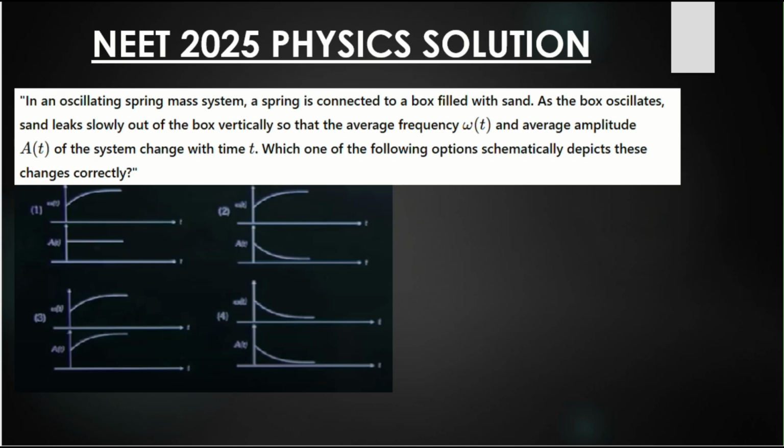In this question, we need to find the relation between the frequency and time, and amplitude and time, of a leaking mass spring system in the form of a graph. We know that omega equals root over k by m.